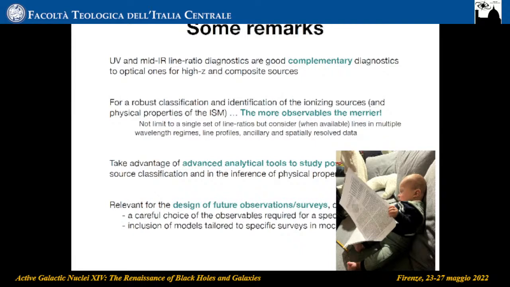Ciao Anna, thank you, very nice talk. I have a question. It is of course very important to combine as many lines as possible, but how can you take into account the fact that the contribution from some clouds is completely hidden in the optical with respect to the far infrared?